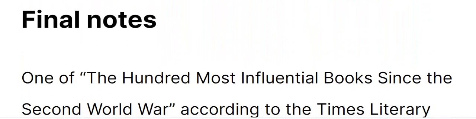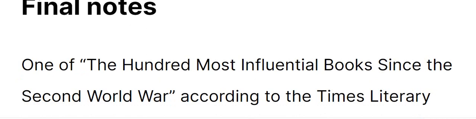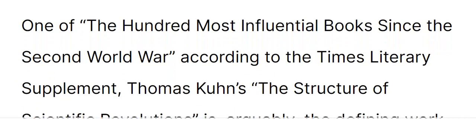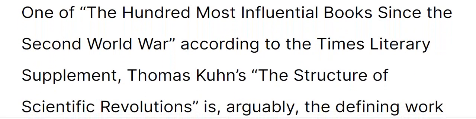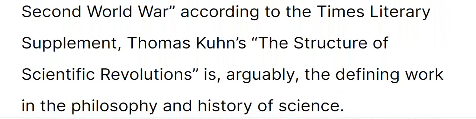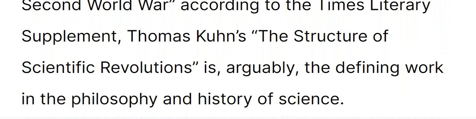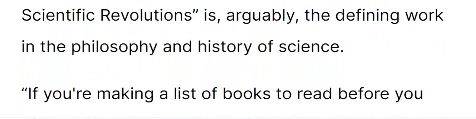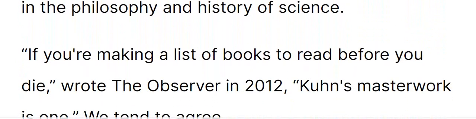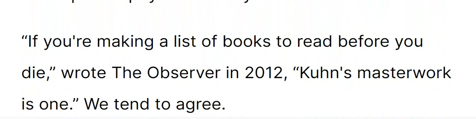Final notes. One of the 100 most influential books since the Second World War, according to the Times Literary Supplement, Thomas Kuhn's The Structure of Scientific Revolutions is, arguably, the defining work in the philosophy and history of science. If you're making a list of books to read before you die, wrote The Observer in 2012, Kuhn's masterwork is one. We tend to agree.